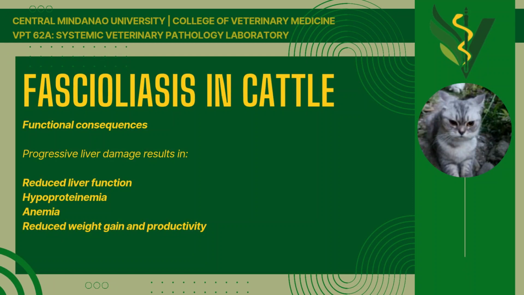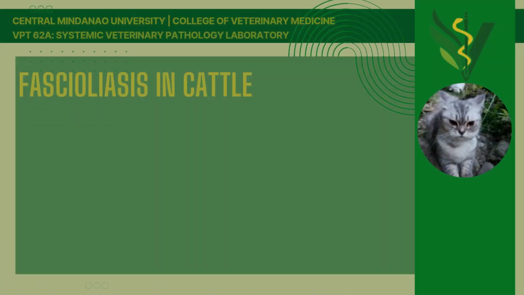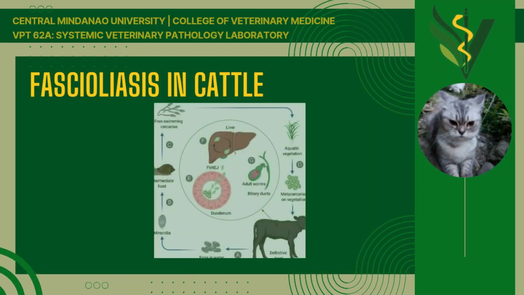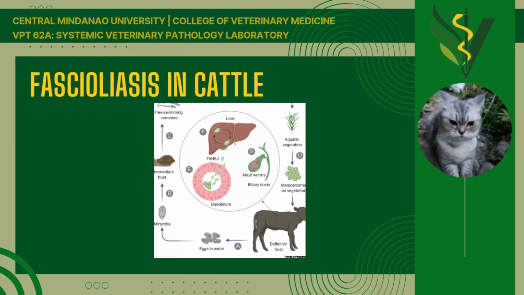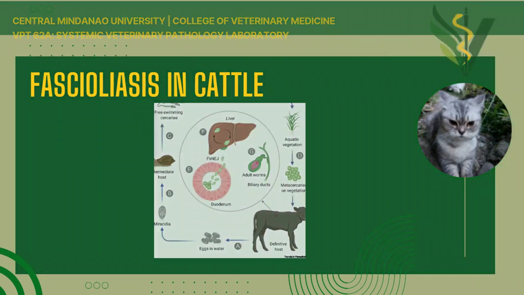Reduced weight gain and productivity, that's because the liver is known for the production of enzymes and metabolic activity, and without the functionality or with lessened functionality of that, there is reduced weight gain and productivity overall. So this is an overview of how the Fasciola species travels from the intermediate host to the definitive host and cycle.